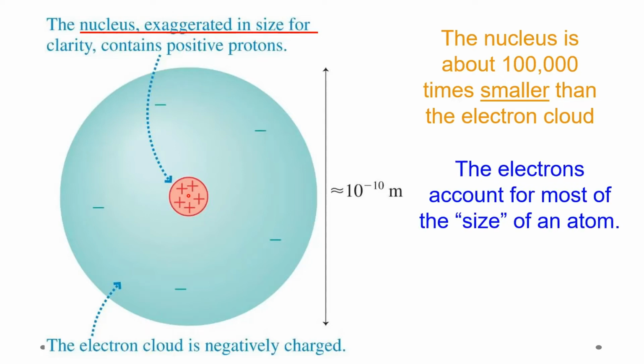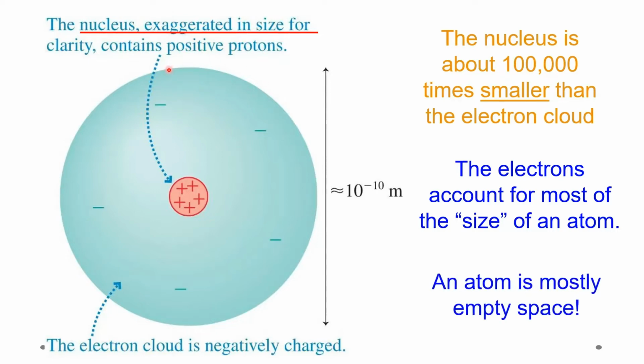What that means then is that the electrons account for most of the size of an atom. But the electrons are this hazy, cloudy distribution. So what that means is that an atom is mostly empty space. It's kind of surprising, but if you were small enough to be able to fly through an atom, it would be like flying through a dead zone. There's just not a lot going on. Now that's assuming you can ignore all the electric fields that are around you.